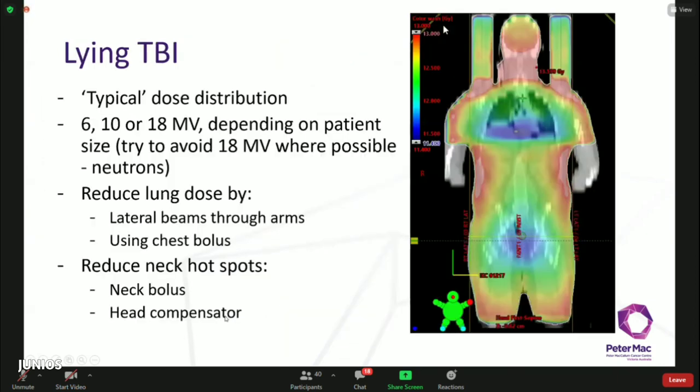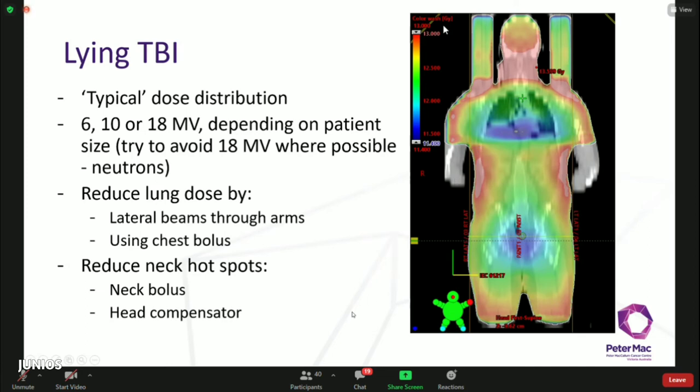So this is a typical dose distribution that we can achieve with a lying TBI. You can see the neck region usually does receive a slightly higher dose, and this can be reduced further by increasing the thickness of that head compensator or adding neck bolus. But what we can also see is the self-shielding effects of those arms. Why we have the arms in the beam path of those lateral fields is because we want to cool down the lung region. So that's quite important for us as well.